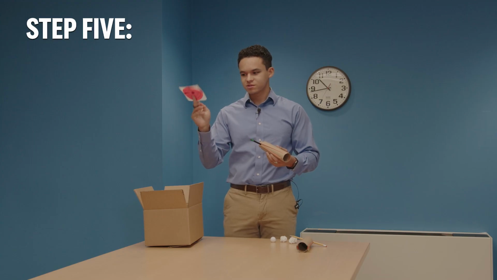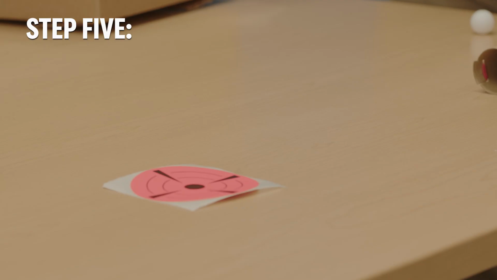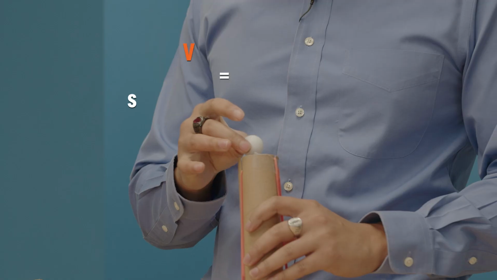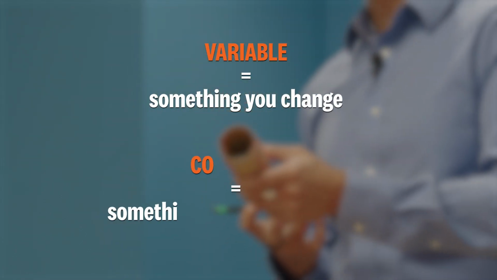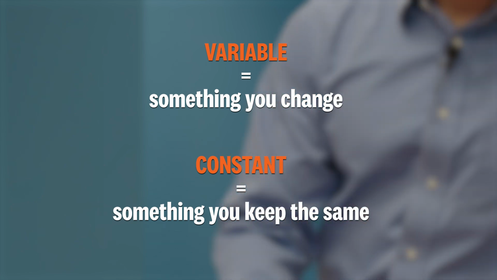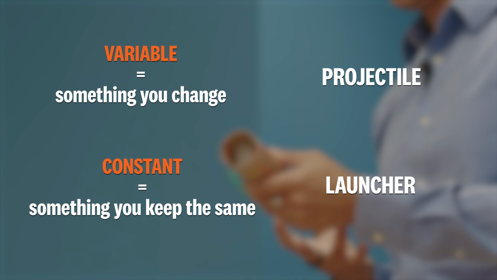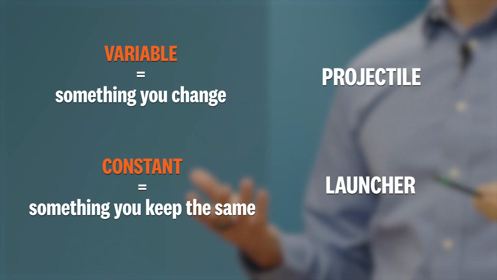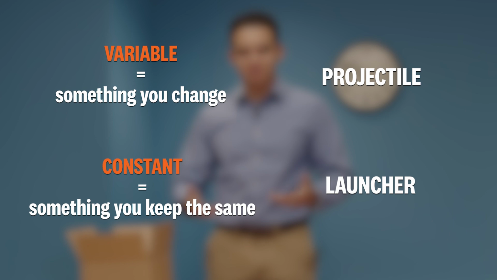We have this paper target here that you'll be aiming for. For a science experiment, we have variables and constants. A variable is something that you change, versus a constant, which is something that you keep the same. For today's experiment, the launcher will be our constant, and the projectile will be our variable. Make sure not to make your projectile too light or too heavy, otherwise it might be difficult to launch it.